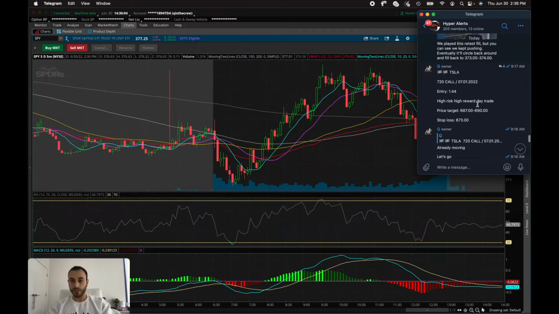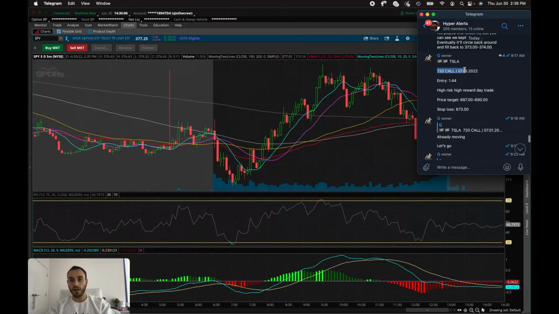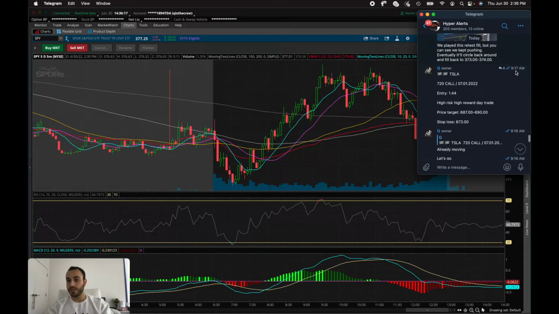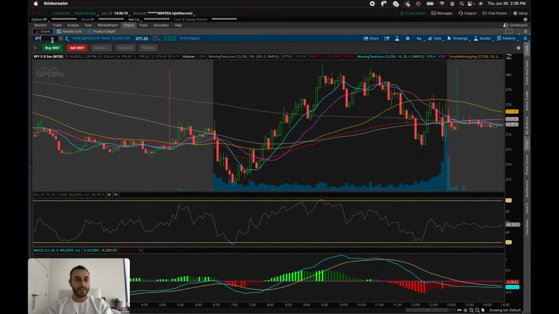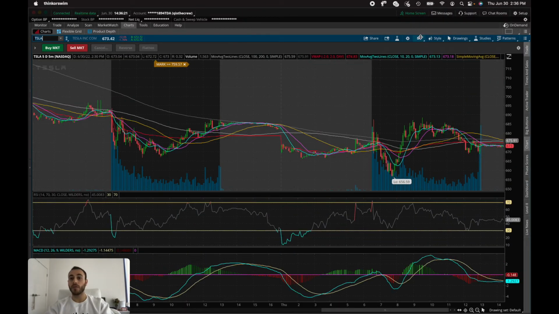Now, the next trade was a successful trade. This was a call on Tesla, and we chose same week expiration. So this is a high risk, high reward trade. Our price target was 687 to 690, and our stop loss was 673. We took this at 9:17 a.m. Let's see why we took it when we did and how we did on it.